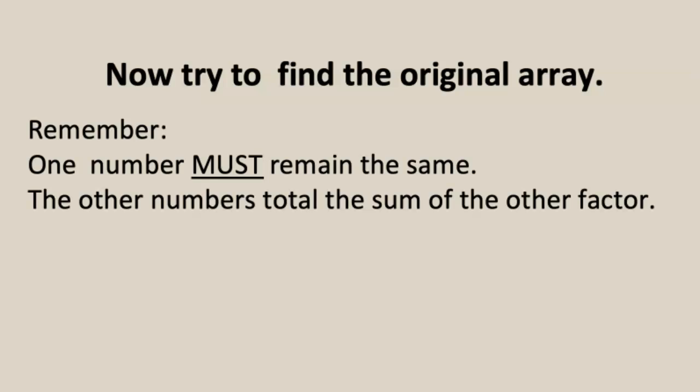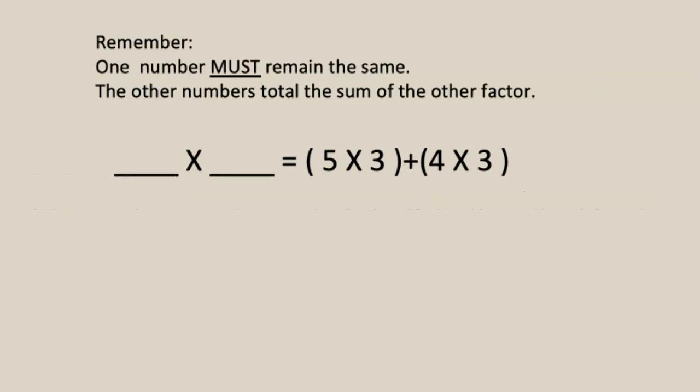One number must remain the same. The other numbers total the sum of the other factor. So remember, one must stay the same. The other numbers total the sum of the other factor.